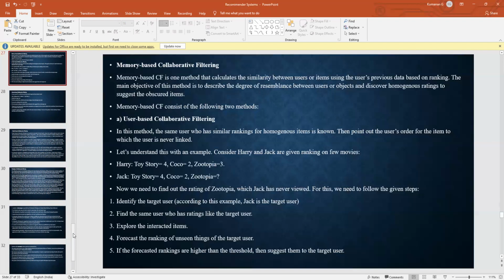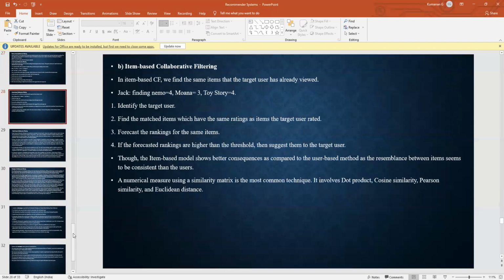Now we need to find out the rating of Zootopia, which Jack has never viewed. For this, we need to follow the given steps. Identify the target user. According to the example, Jack is the target user. Find the similar users who have ratings like the target user. Explore the interacted items. Forecast the ranking of unseen items for the target user. If the forecasted rankings are higher than the threshold, then suggest them to the target user.